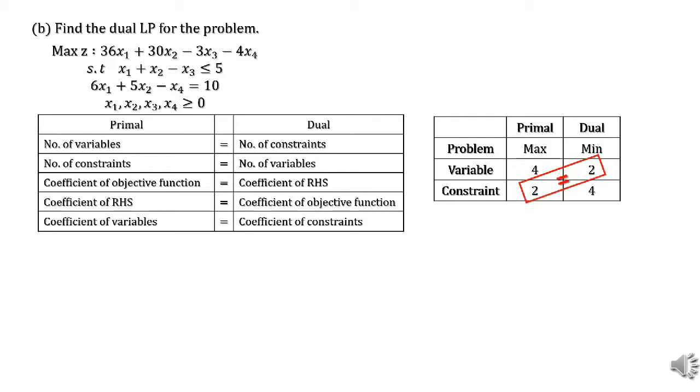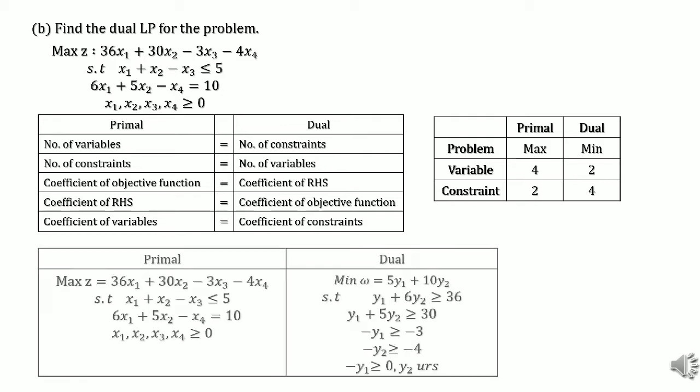As we know, the number of variables in the dual problem is equal to the number of constraints in the original, primal, problem, thus the variables for the dual is 2. Next, the number of constraints in the dual problem is equal to the number of variables in the original problem, thus the constraints for the dual is 4. Now, we can construct our dual LP problem. So, this is our dual LP problem.